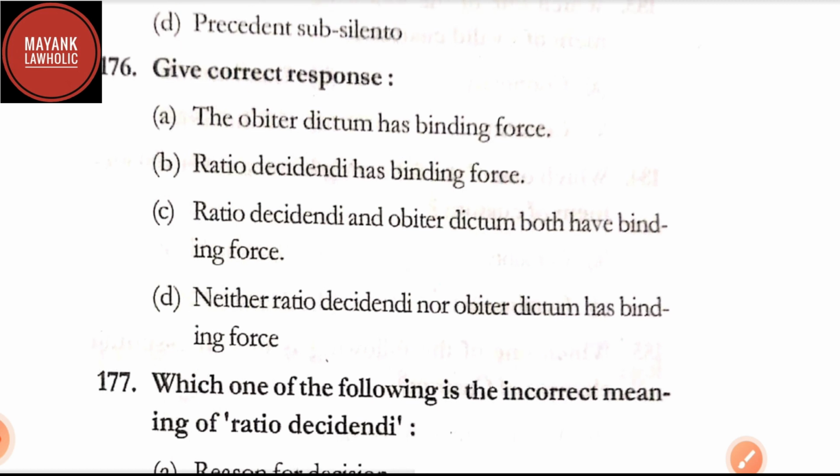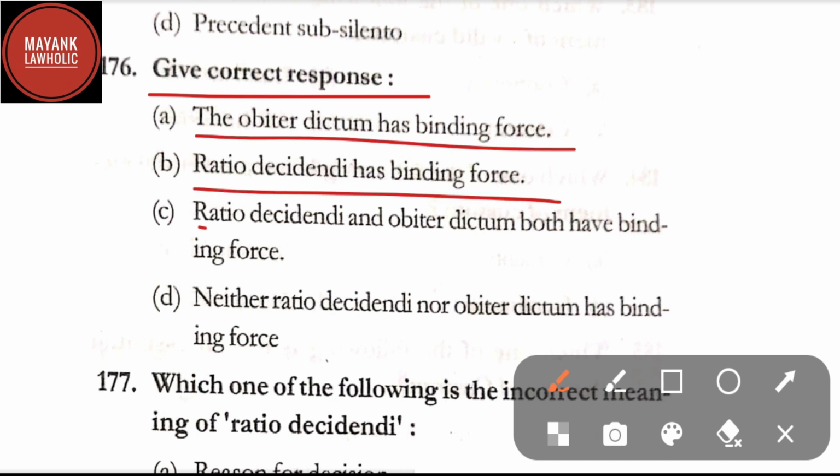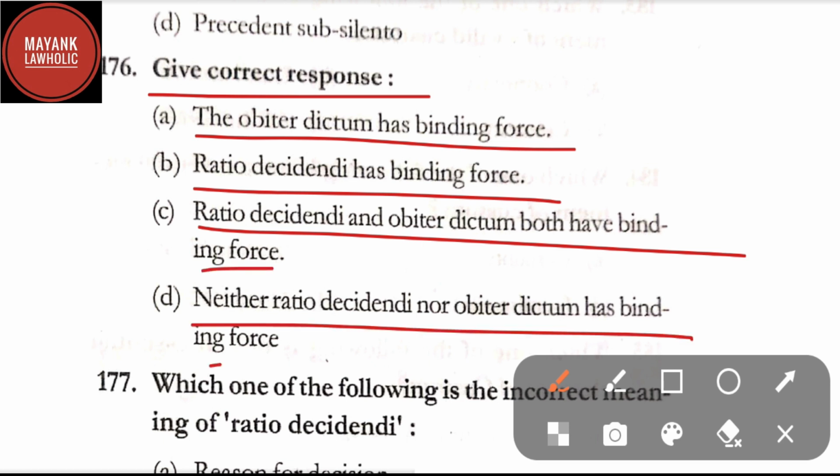Now let us proceed from question number 176. Give correct response. Option A, the obiter dictum has binding force. Option B, ratio decidendi has binding force. Option C, ratio decidendi and obiter dictum both have binding force. And option D, neither ratio decidendi nor obiter dictum has binding force. Here in this question, correct answer is option B, that is ratio decidendi has binding force.